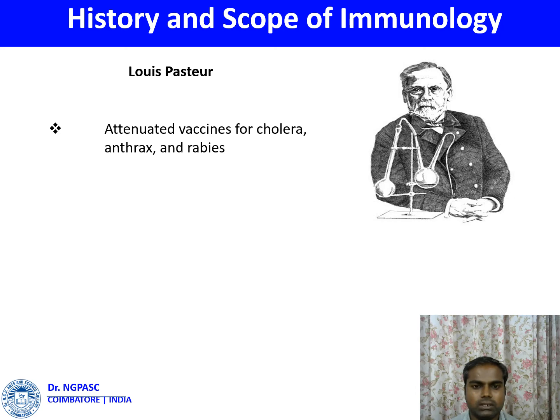Next, we'll see Louis Pasteur. He prepared attenuated vaccines for cholera, caused by the microorganism Vibrio cholerae, for anthrax, caused by Bacillus anthracis, and for rabies. These are the vaccines discovered by Louis Pasteur. It is one of the major milestones in developing the field of immunology.